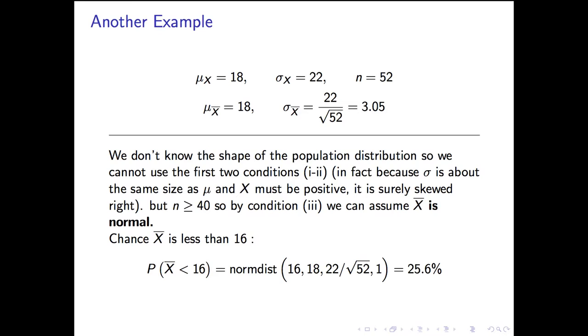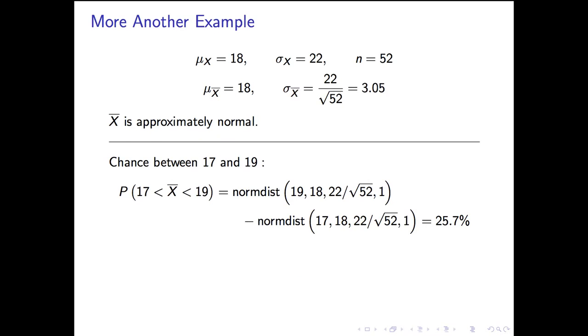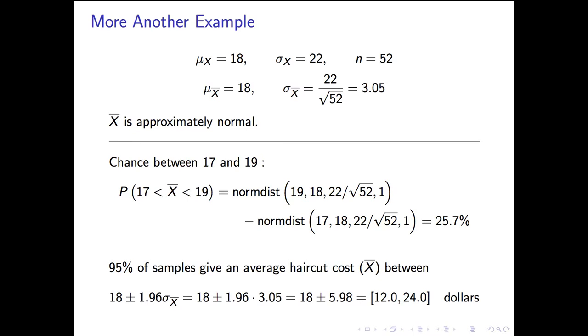Now we can calculate probabilities with norm dist, because we know it's normal. Probability that X bar is less than 16, norm dist of 16. You put in the mean, you put in the standard error, you put in 1, and that works out to 25.6%. The probability of being between 17 and 19 is norm dist of 19 minus norm dist of 17. All the other stuff is the same, and that is 25.7%. 95% of samples fall within 1.96 standard errors of the mean, 18 plus or minus 1.96 times 3.05. So 95% of the time, that sample will give you a sample mean between $12 and $24.